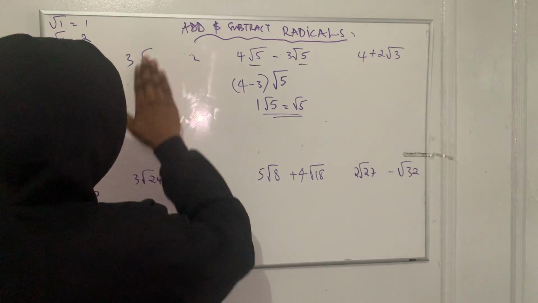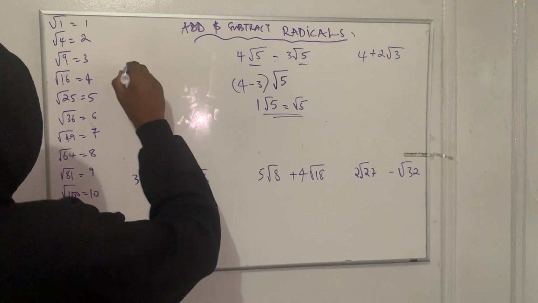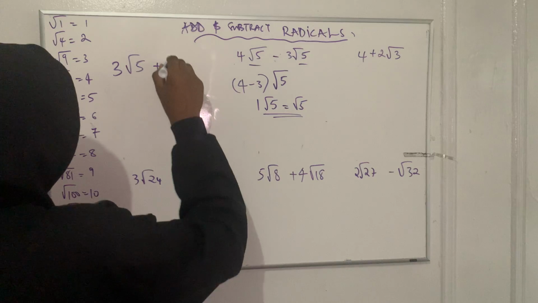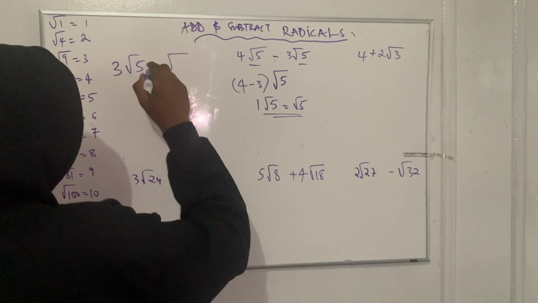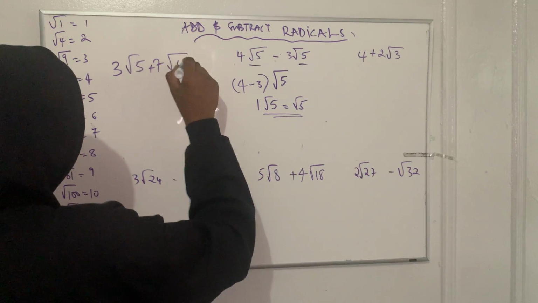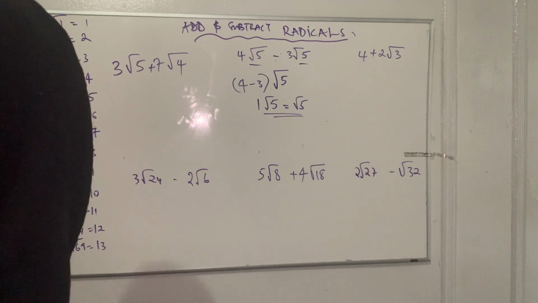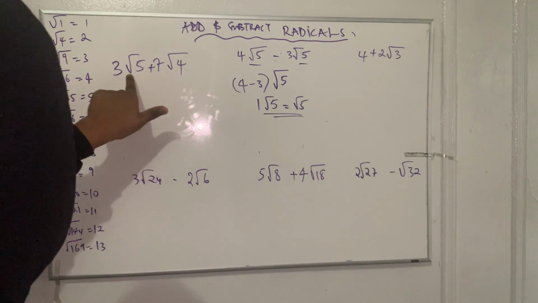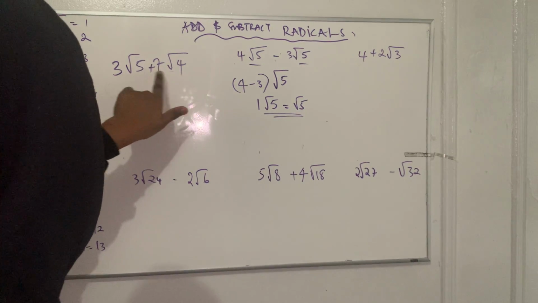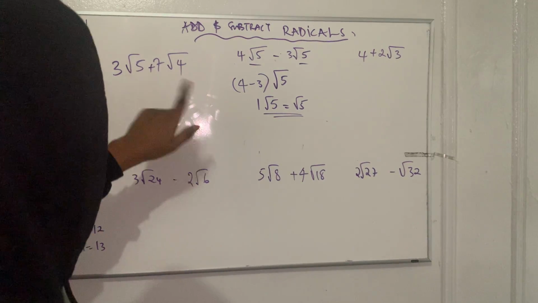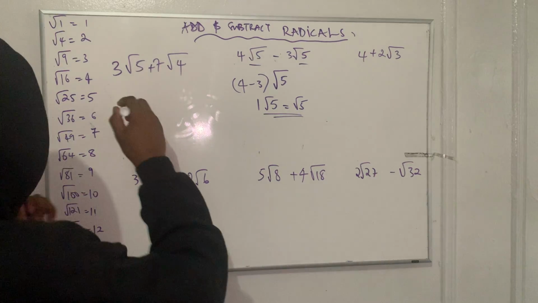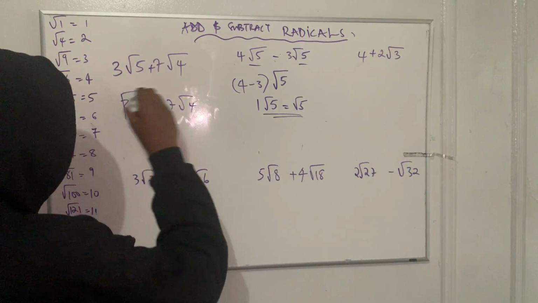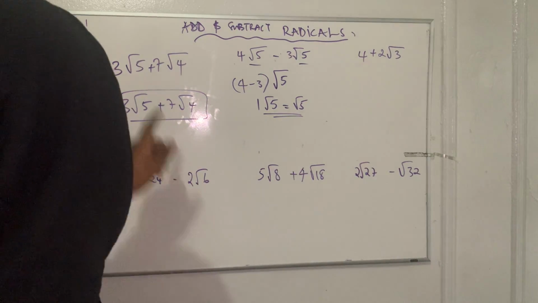I'm going to skip this one and write another question here. Let's say we have 3 root 5 plus 7 root 4. Now, this question, if you can see it very well, they do not have the same radicals. So that's the problem of this question. I'm not going to do anything with it. I'll just keep the answer as 3 root 5 plus 7 root 4. This is our final answer, because we cannot add it.